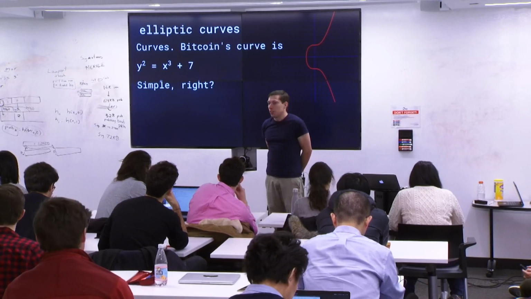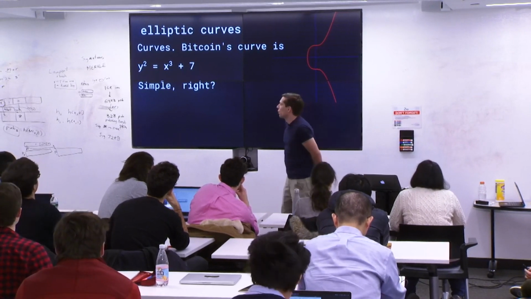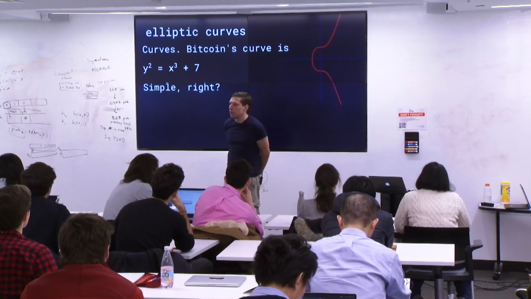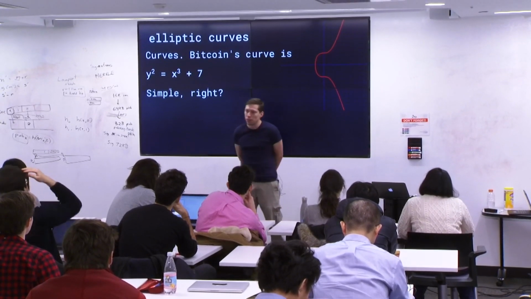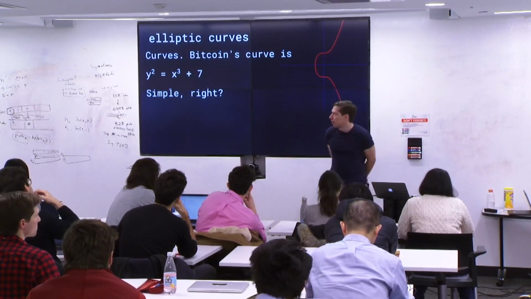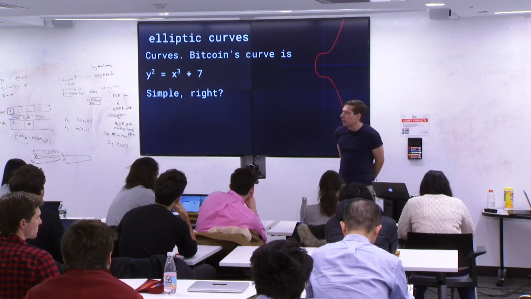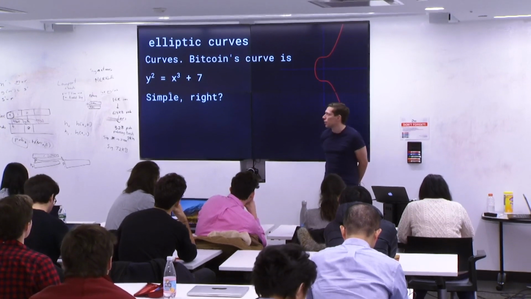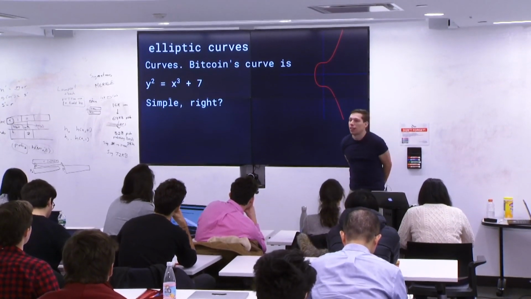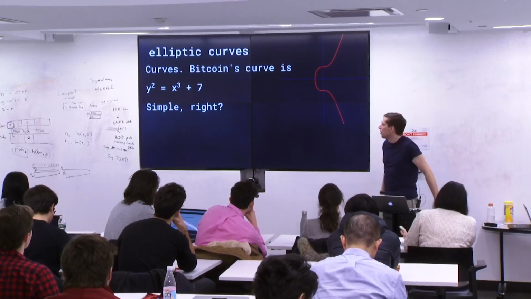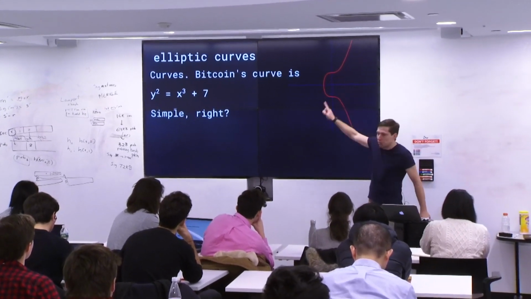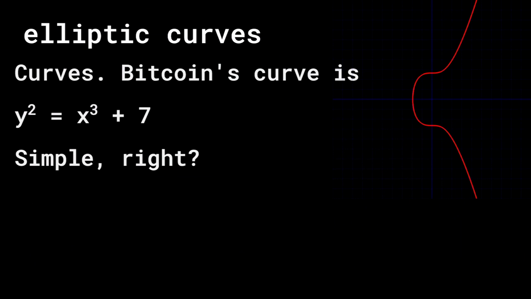they're using these elliptic curves, which are curves of the form y squared equals x cubed plus some coefficient times x squared plus some constant. And in the case of Bitcoin, it's very simple. It's y squared equals x cubed plus 7. And that's the curve Bitcoin uses. And this is what it looks like if you plot it. And that seems really simple.